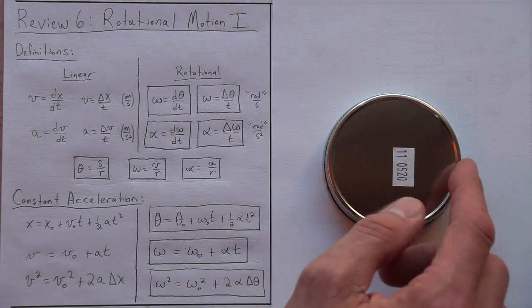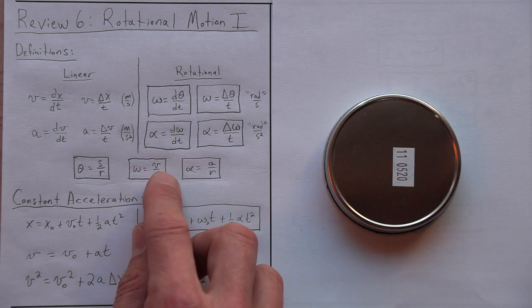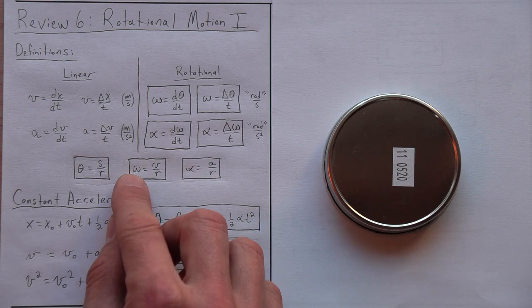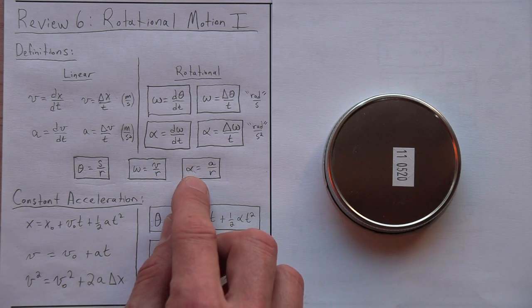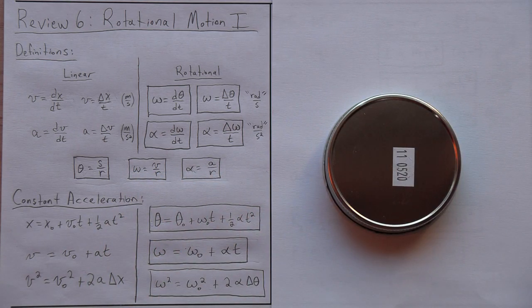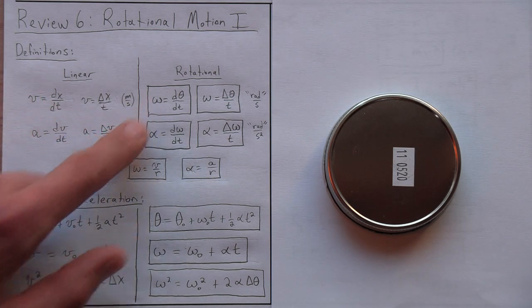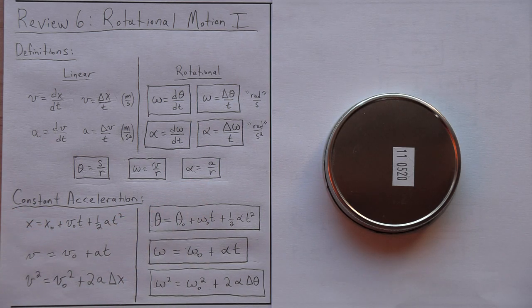Or as I'm spinning this, if I know the velocity of something going around in a circle, I could divide by the radius, and I get the omega, the radians per second. Same thing with the linear acceleration divided by radius, you get alpha. So they are related, these a's and alphas and v's and omegas, through these formulas.